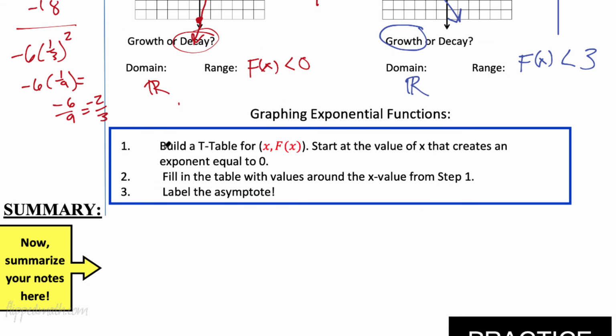All right, so here are the steps. Build a t-table for x and f of x. Start at the value of x that creates an exponent equal to 0. Fill in the table. You can use your calculator to help you there, and then don't forget to label the asymptote. And that's it. There's exponential growth and decay functions. A lot of stuff here, but I don't think it's too difficult.